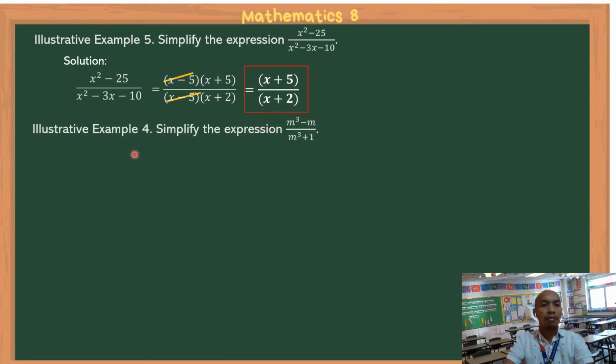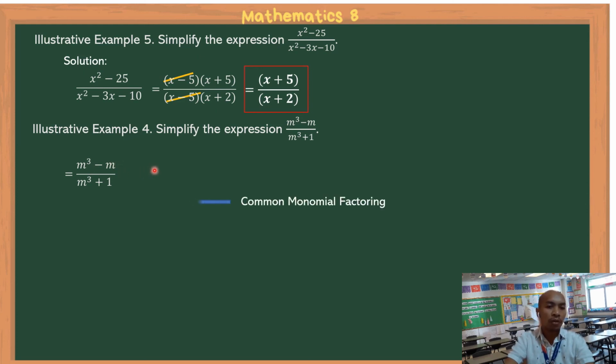Example number 4. Simplify the expression m cubed minus m all over m cubed plus 1. In this kind of problem, we will be trying to integrate all different forms of factoring. As you can see, the first term is m cubed and the second term has an m, so this is not difference of two squares. But the first term and the second term have a common monomial factor which is m.